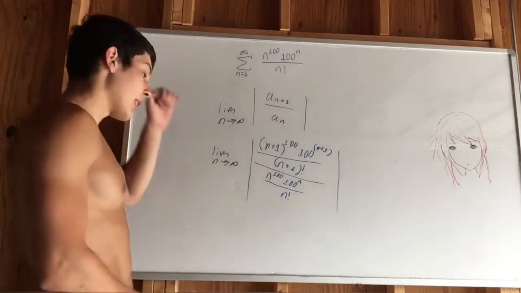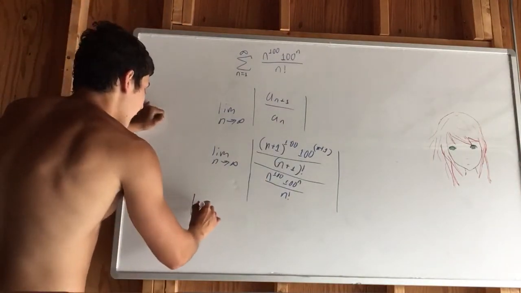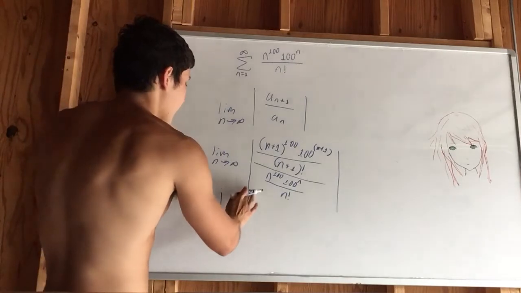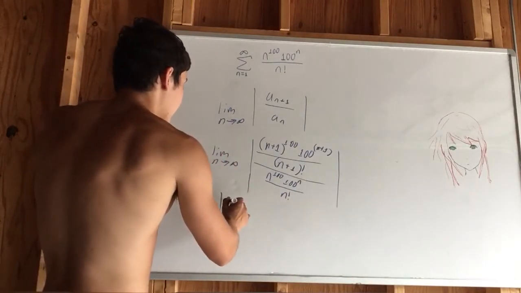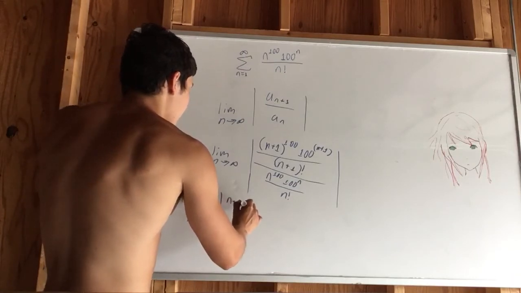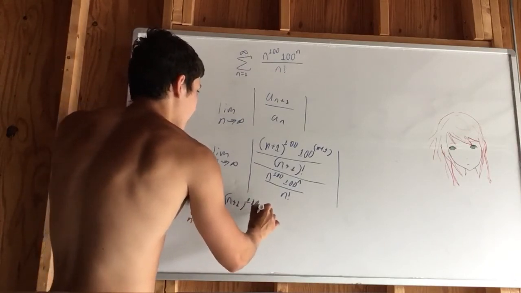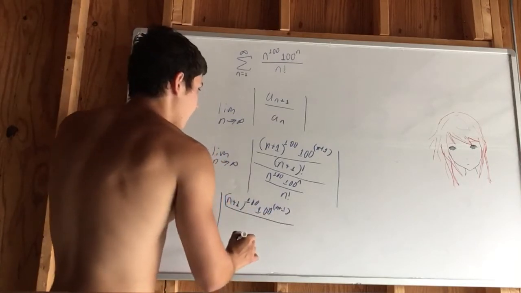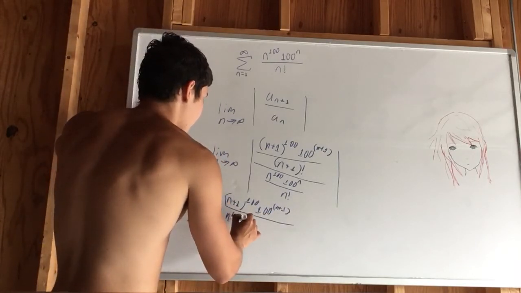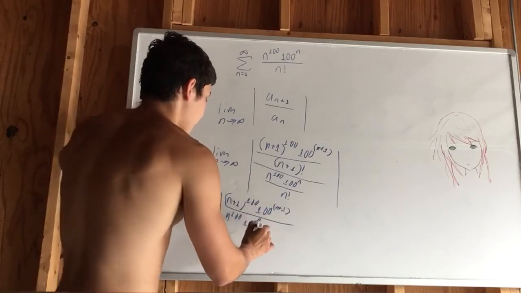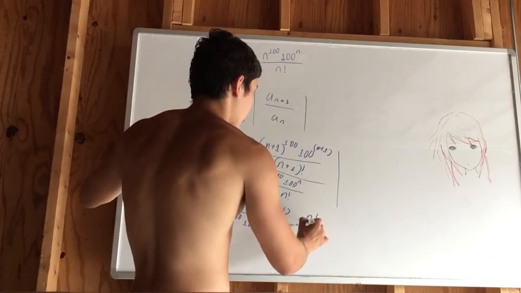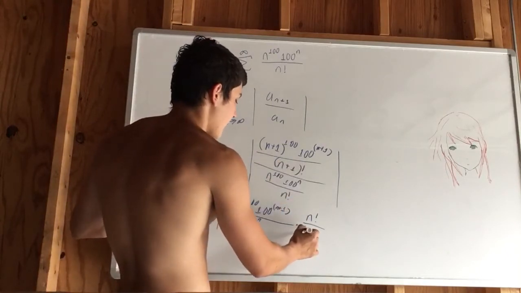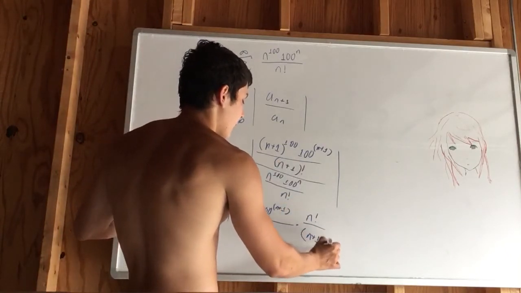We can rewrite this so that we can multiply by the reciprocal and start canceling stuff out and grouping things together, which seem like they should be grouped together because they have some similar exponent. So we will get n plus 1 to the power of 100 times 100 to the power of n plus 1 over n to the power of 100 times 100 to the power of n, times n factorial, because we're multiplying by the reciprocal, so that's the denominator going up there, and the denominator there stays in the denominator, n plus 1 factorial.